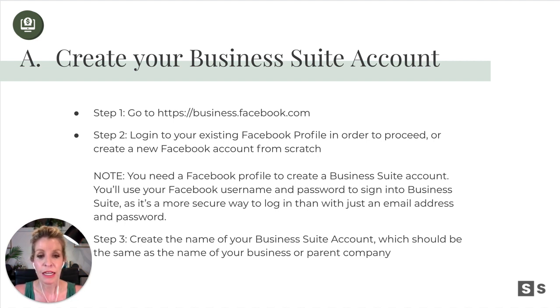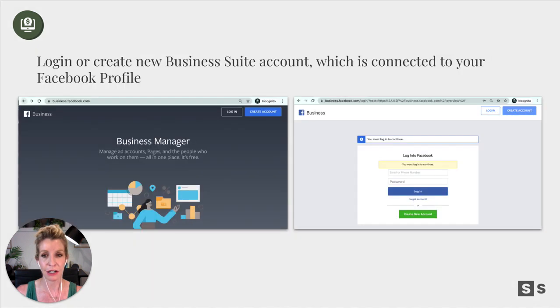From there, we're going to name our Business Suite account. And I like to use my business name here. And sometimes I'll even say, for example, Social School Business Suite, because already my page is called Social School. And if I don't make a differentiation between that and my Business Suite account and my ad accounts and my pixel, then they all are named the same and it can get really confusing. So think about some naming conventions for your various assets here. So we're going to log in and create a new Business Suite account, log in or create.